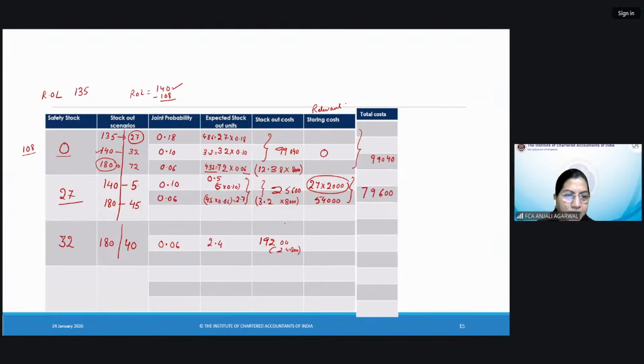However, the carrying cost will be 32 into 2,000, 64,000. So the total cost would be 73,200. If I don't allow even this thing to happen, and if I keep a safety stock of 72 units, my stock out scenarios are nil. Expected stock out units is nil. Stock out costs would be nil. However, storing cost would be 72 into 2,000, 144,000.